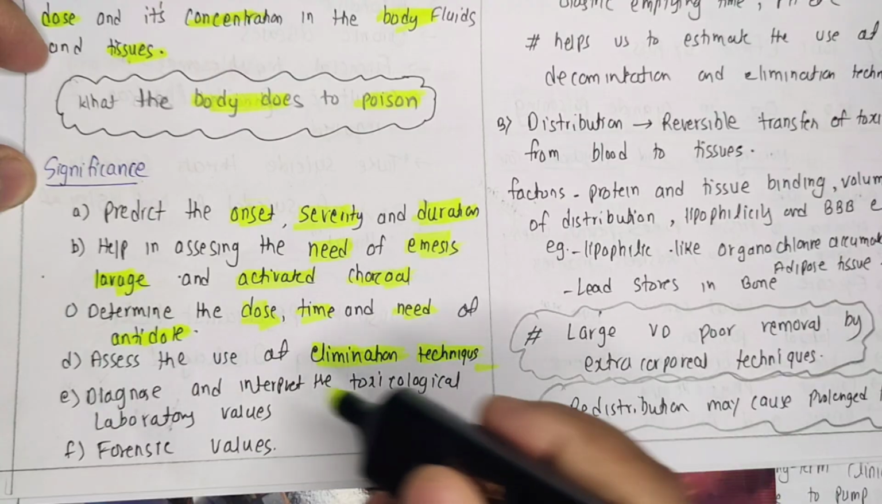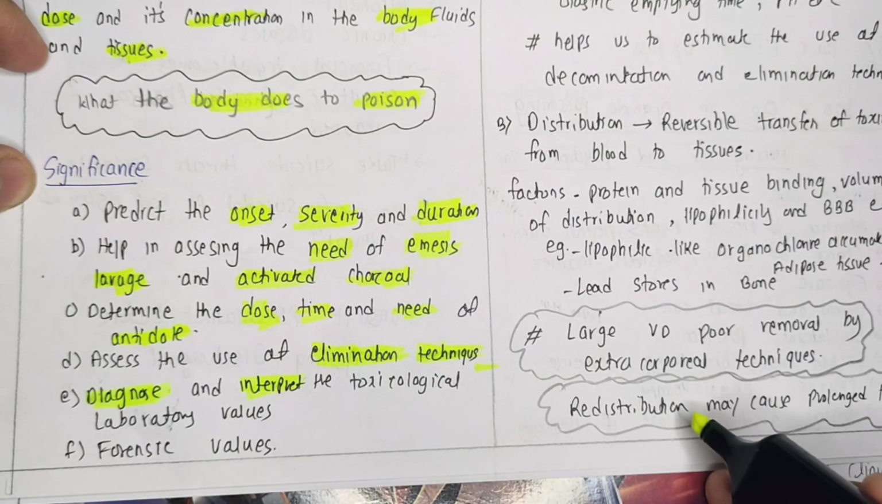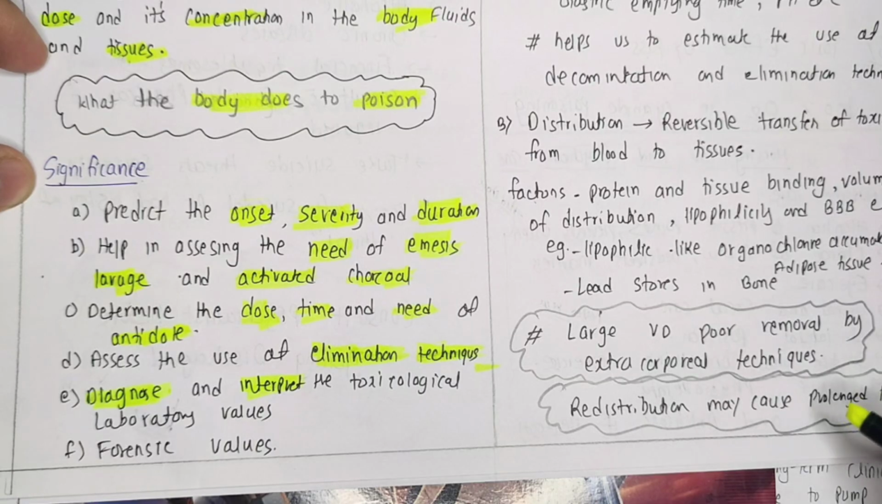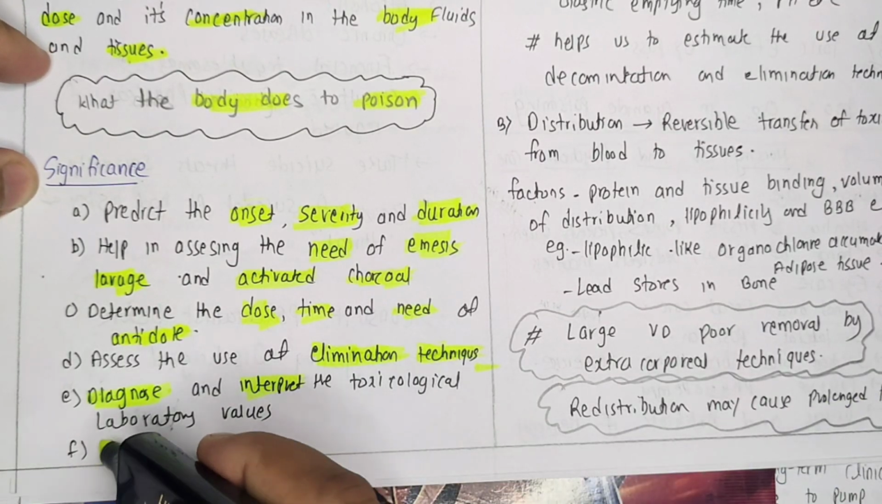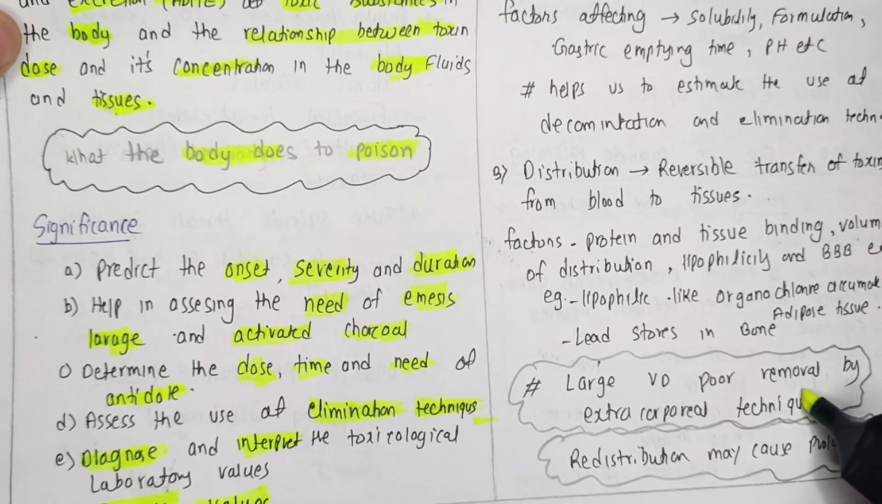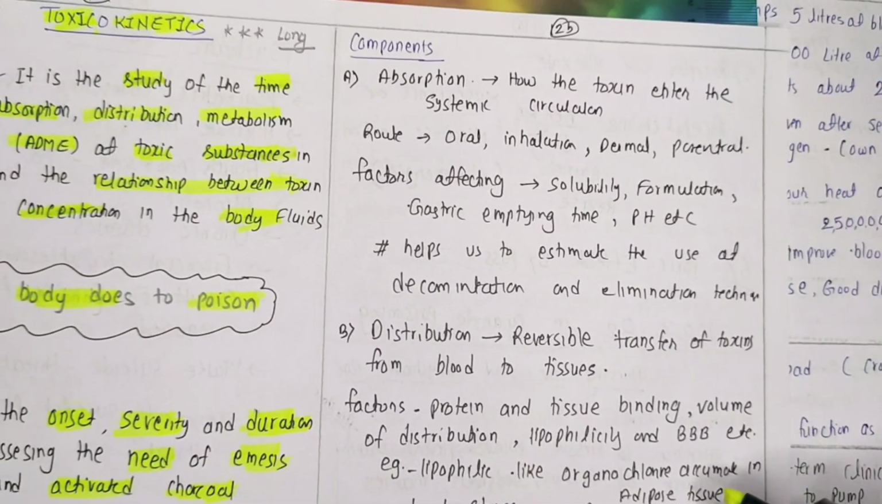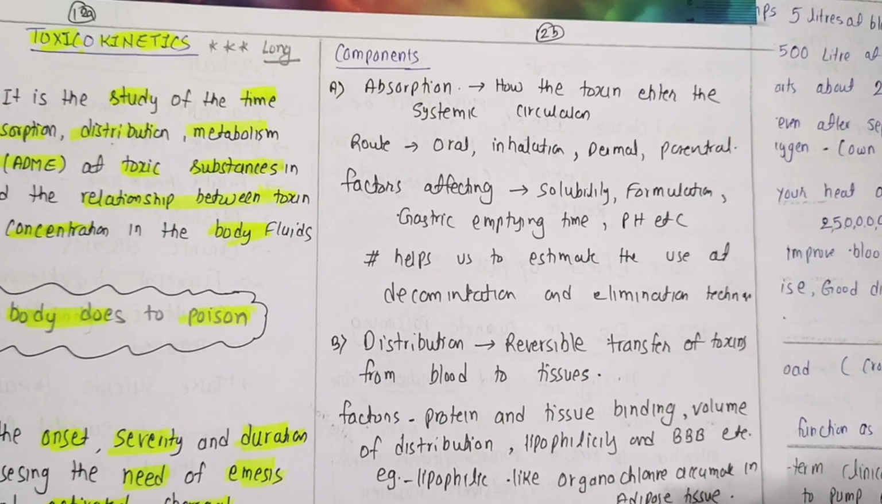Similarly, it helps to diagnose and interpret toxicological and laboratory values. This idea is also given by the study of toxicokinetics. Then another point, we all know that it has forensic significance also. Now with this background, slowly we will see what the components of toxicokinetics are.